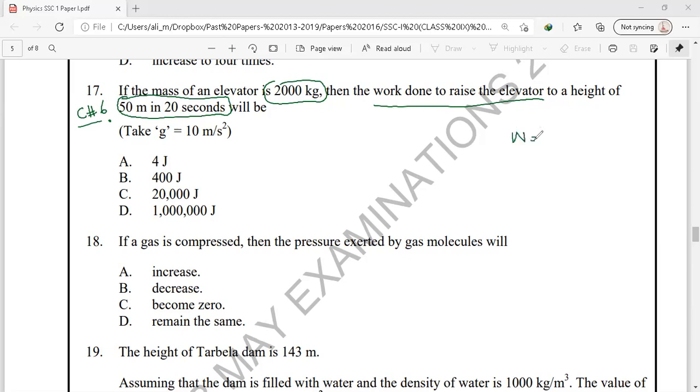We know that whenever the body is raised to a certain height, the work done is equal to potential energy, that is mgh, where the mass of the elevator is 2000 kilograms, the gravitational acceleration is 10, and the height raised above the ground level is 50. So we will multiply all these terms, and we will get 1 lakh joules. So the correct option is option D.